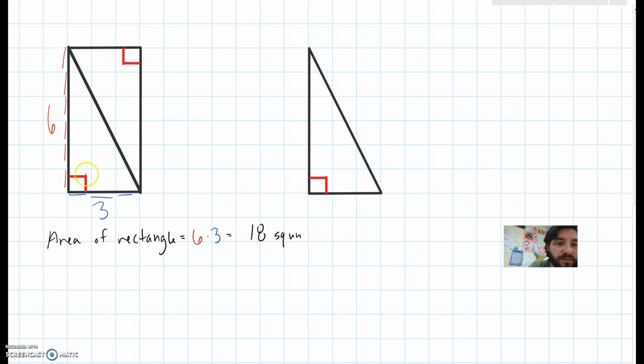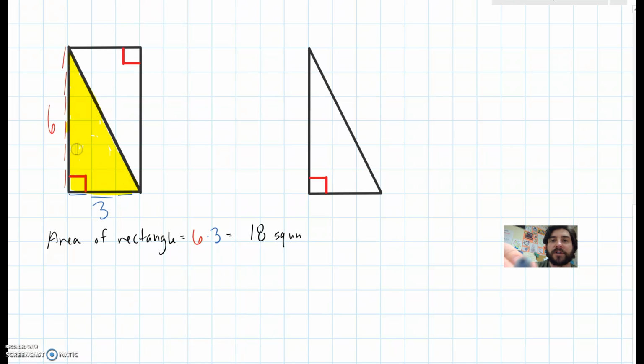And we can count that, right? There's 1, 2, 3 squares. That's another 3, 6, 9, 12, 15, and 18. 18 square units. But remember what we were asked to do. We wanted to know what the area of just the triangle is. And yes, we doubled the triangle to get this rectangle. So if we just want this triangle, we're looking for half of that rectangle.